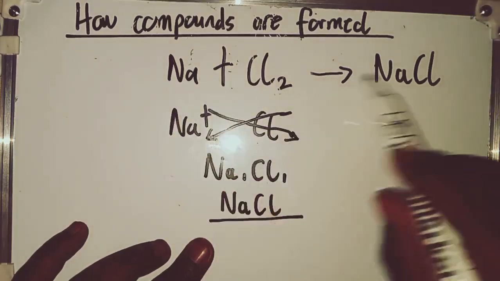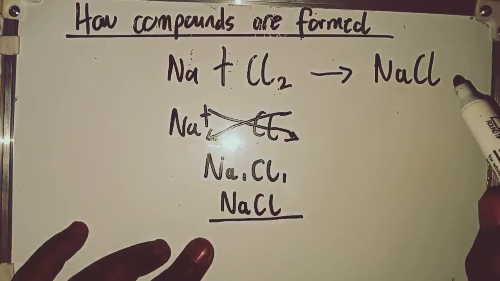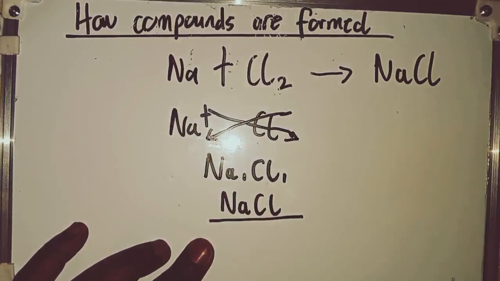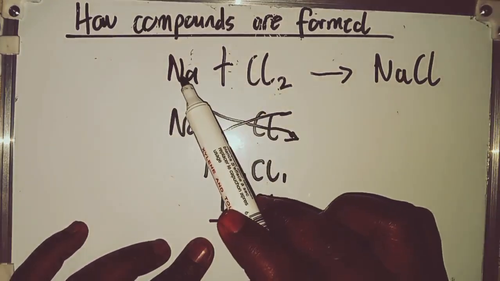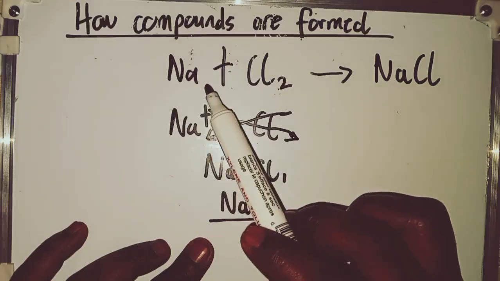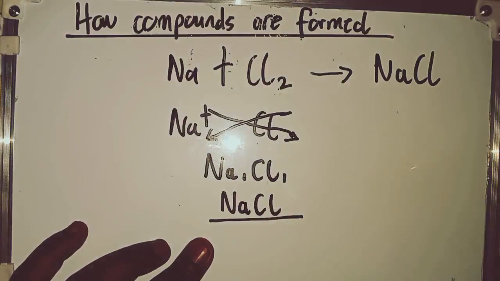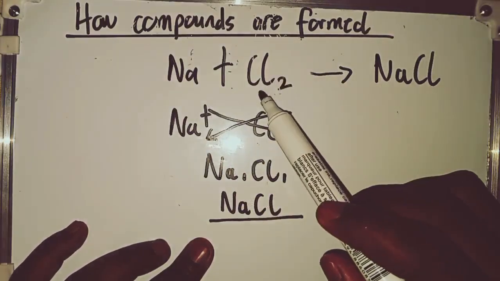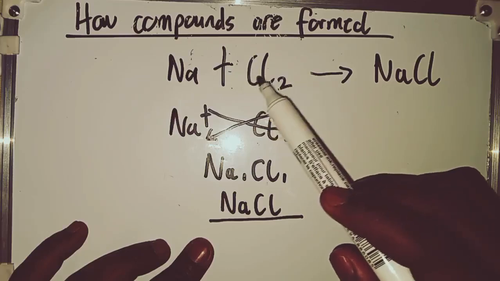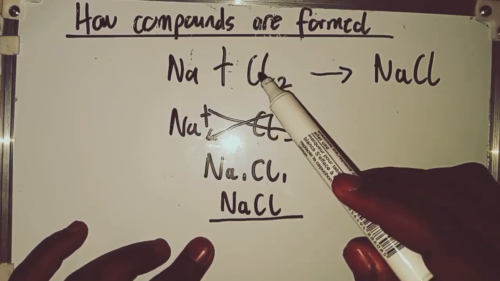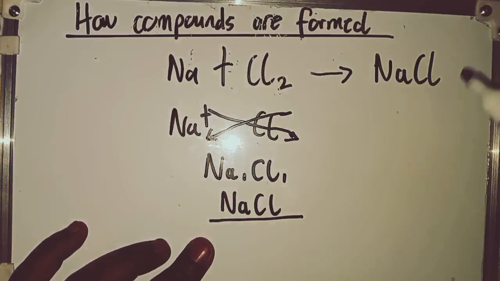So we have to balance this equation. Every chemical equation should be balanced, which means the number of sodiums at the left-hand side should be equal to the number of sodiums at the right-hand side. And the number of chlorines at the left-hand side, or in the reactant side, should be equal to the total number of chlorines at the right-hand side, or at the product side.